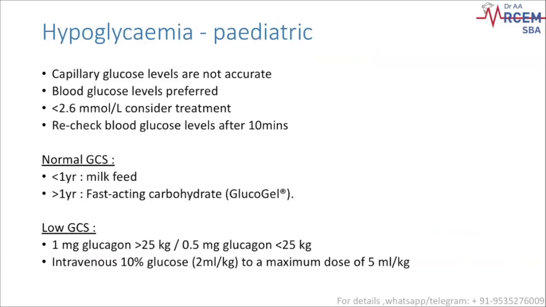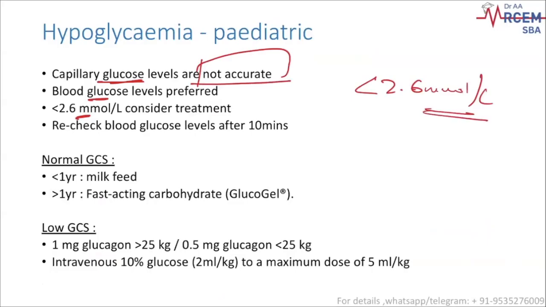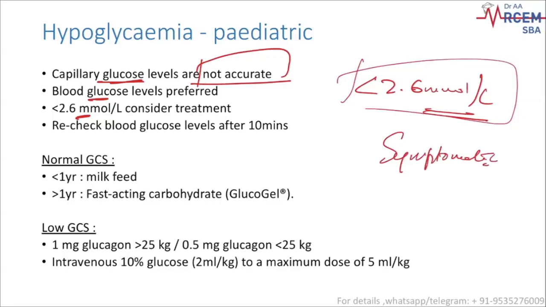Hypoglycemia in pediatrics. What are the changes in hypoglycemia in pediatrics? When you get a capillary blood glucose level done at the bedside, it is not very accurate in the pediatric age group. You need to get lab values done. Okay. You treat the patient if it is less than 2.6 millimoles per liter, because they tolerate hypoglycemia very well, and treatment usually will not be required. Your treatment is mainly required if it is less than 2.6 millimoles per liter or the patient is symptomatic. Otherwise, usually we do not treat them.